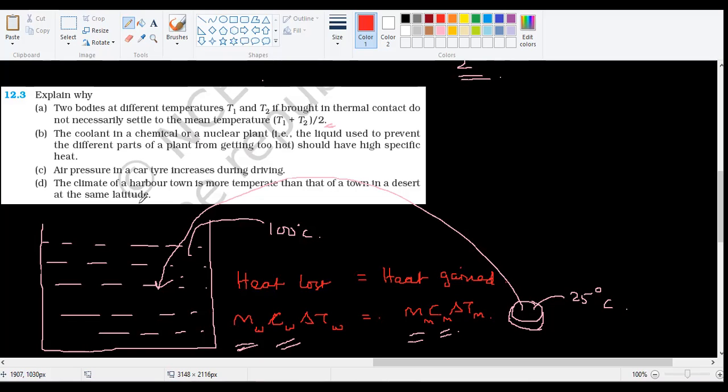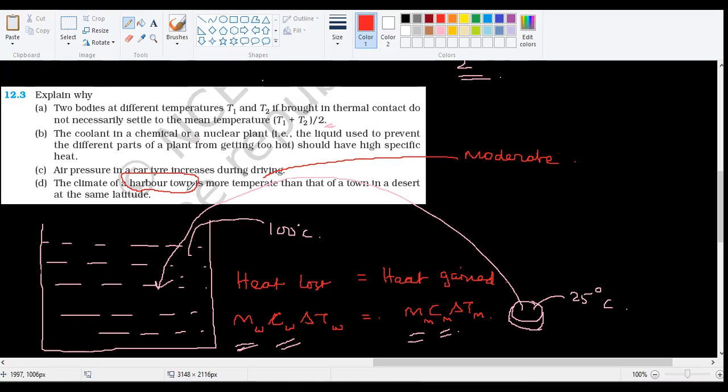What do they mean by that? Climate of a harbor town is more temperate. Harbor town means land breeze and sea breeze will be there. Temperate means something like moderate. Whereas a desert town, the temperature will rise very high in the daytime, and then it will be very cold in the nighttime. So they are saying that doesn't happen in a harbor town, for example like Chennai, where the temperatures are not going to change too much. In the morning maybe it's around 35, in the night maybe around 30, so it's not going to drop too much.